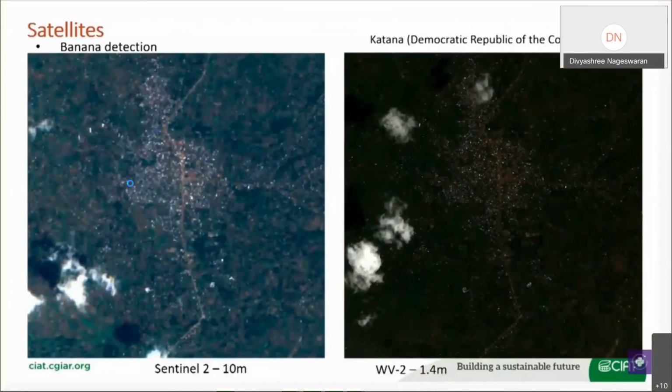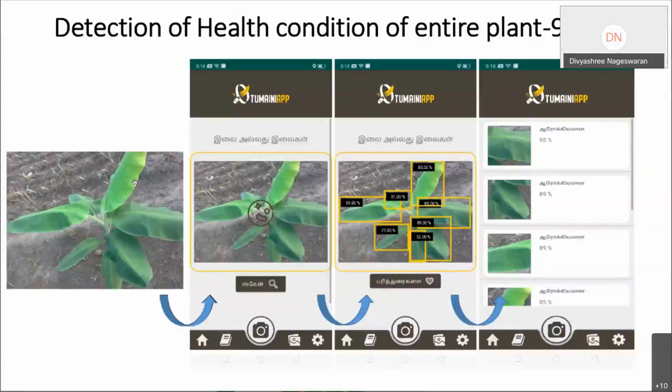Somebody asked, does this app provide preventive measures for the infection and recommendations for fertilizers? No, this is only for pest and disease detection. Now we are adding nutrition deficiency and nutrition recommendation also. This is exclusively for pest and disease detection.